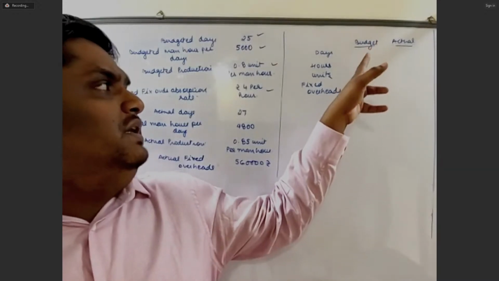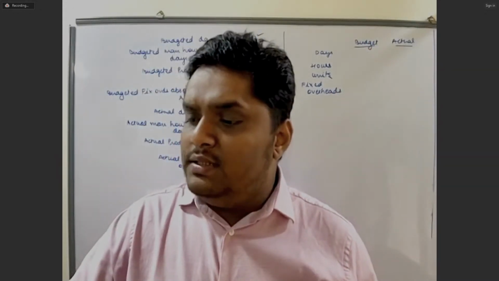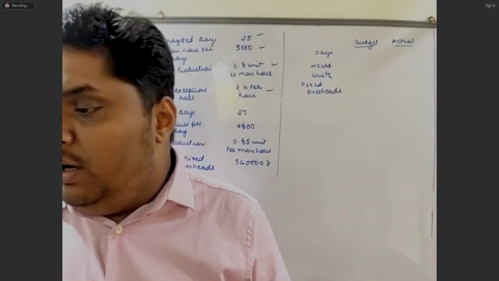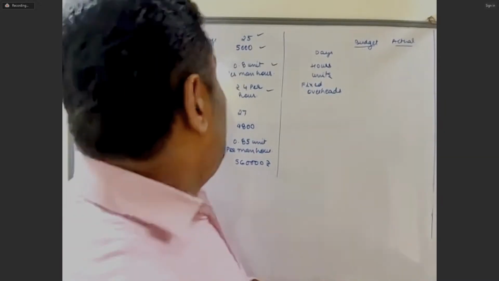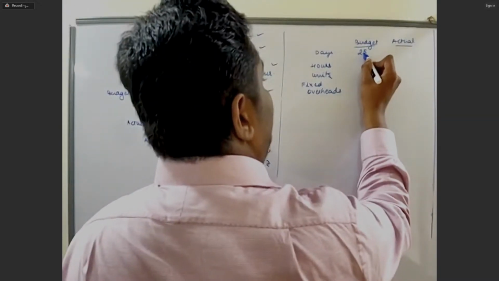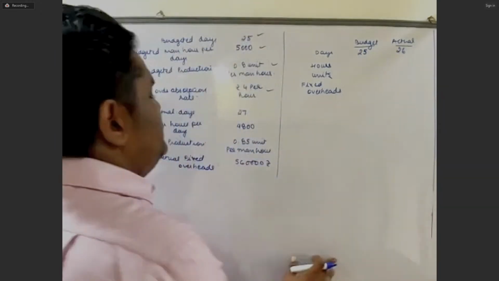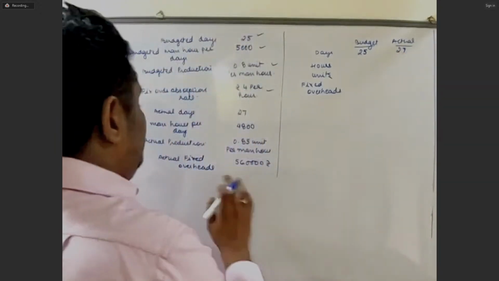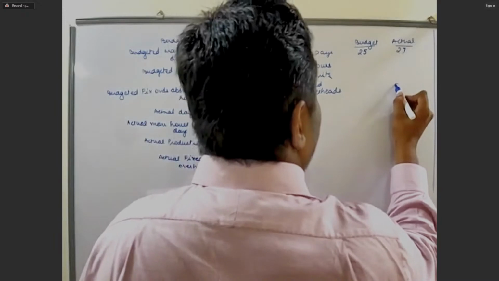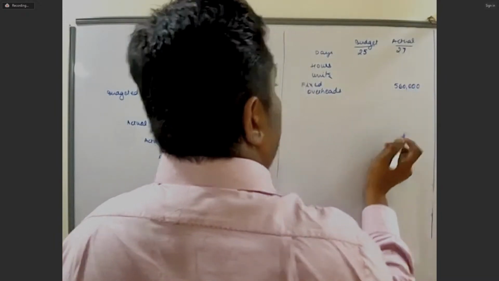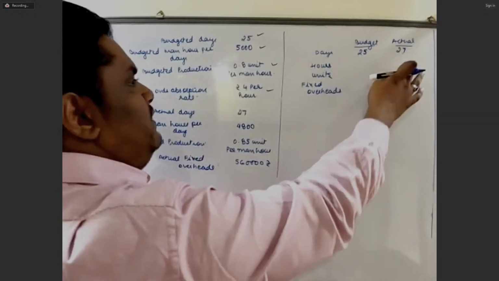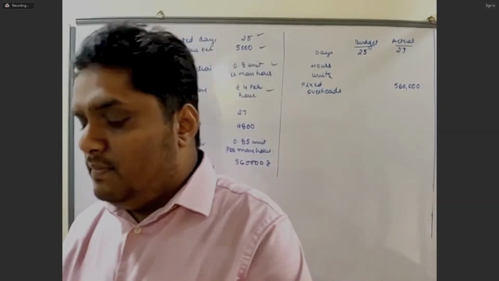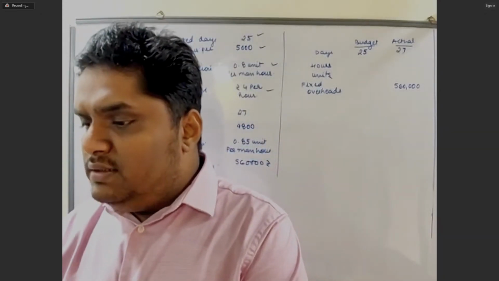Anyone calculated the budgeted hours and budgeted units? Then do post your answers. The first point is that you need to calculate budgeted hours and budgeted units. When talking about the budgeted days, it is 25 and 27. This information is given straight away. Further, the actual fixed overheads are given, that is 5,60,000. Rest all you need to calculate. So anyone calculated this part, then you guys can please post your answers. Waiting for your answers, guys.